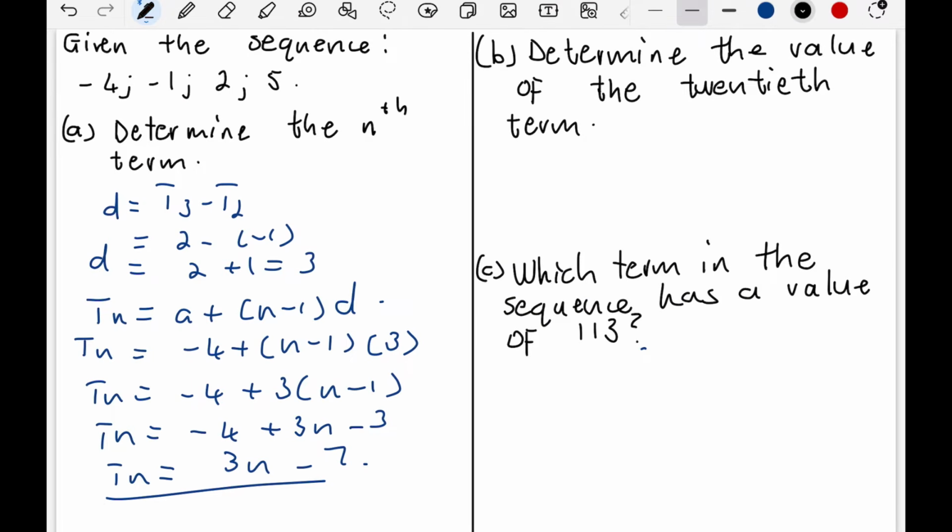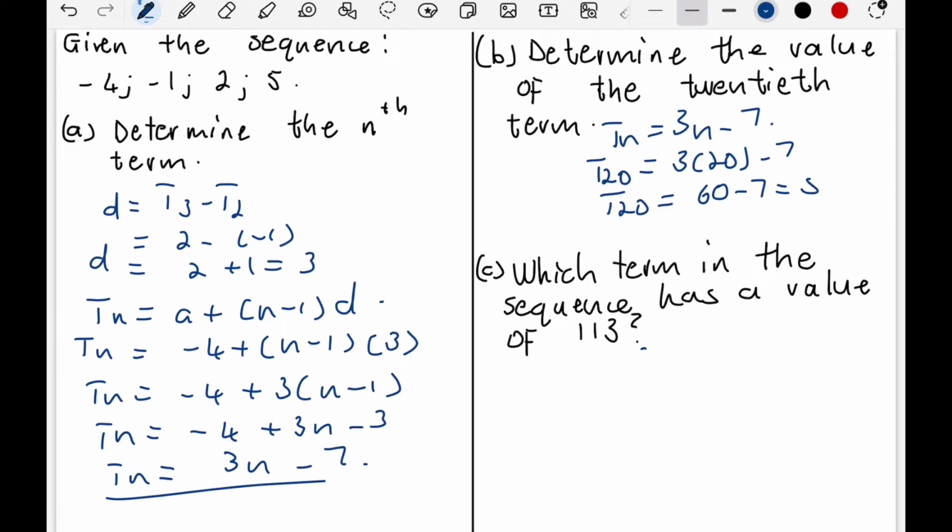In our example, B says to determine the value of the 20th term. Well, we found that Tn is 3n minus 7, right? So term 20 should be 3 times 20 minus 7, meaning term 20 should be 60 minus 7, so it should be 53.